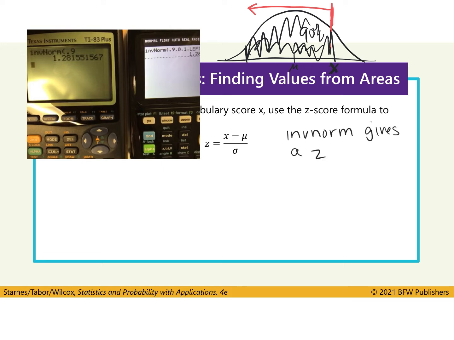So when I do inverse norm, okay, inverse norm gives a z-score. Okay. So it gives us a z-score based on the percentage we asked for. So for this case, the z-score for the 90th percentile is 1.282. And remember, we're talking about the Gary, Indiana vocabulary scores. It has a mean of 6.84 and a standard deviation of 1.55.